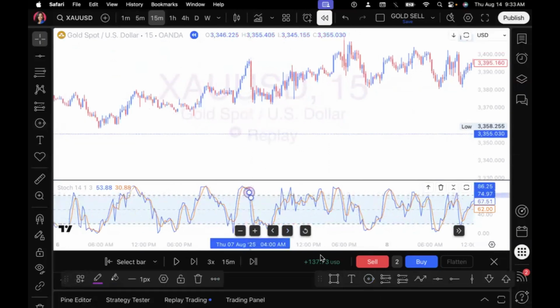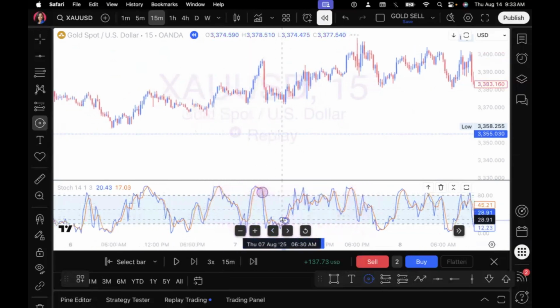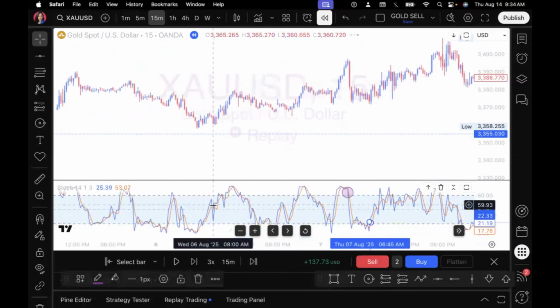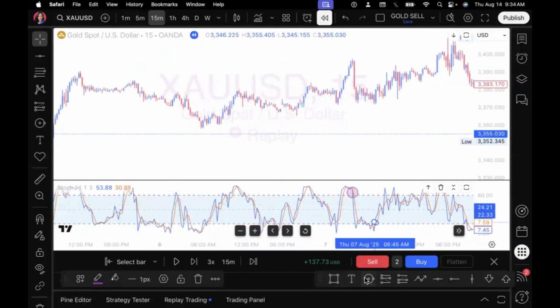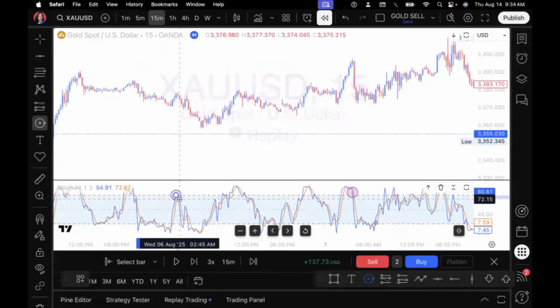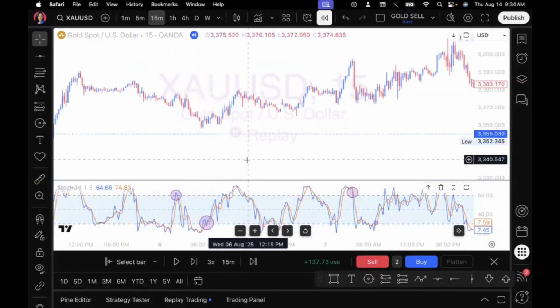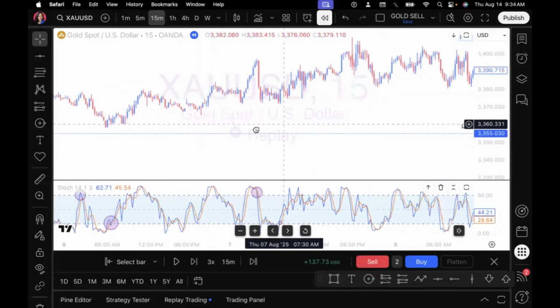So here's a beautiful sell example. Here is a beautiful buy example, right? There's the buy example. So here's the sell example. Here is the buy example. So the stochastic is a very handy tool.